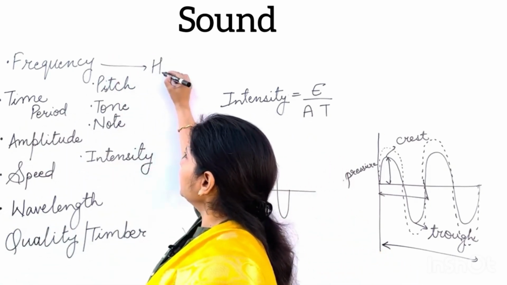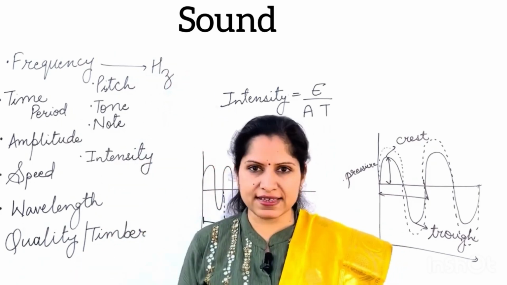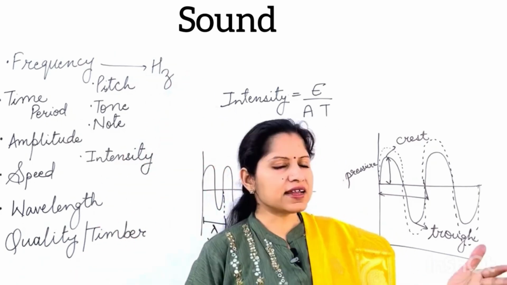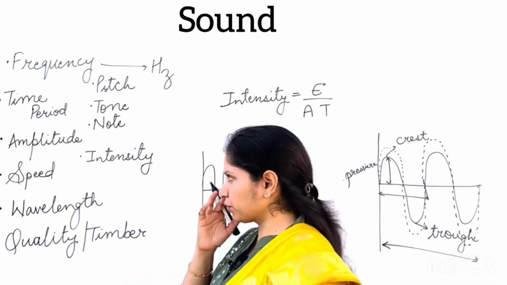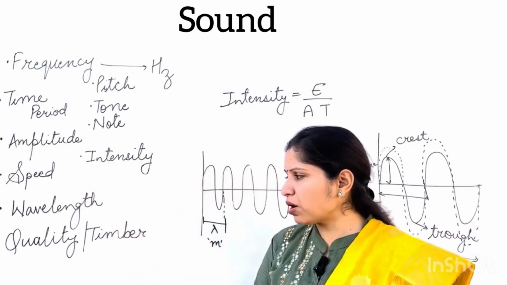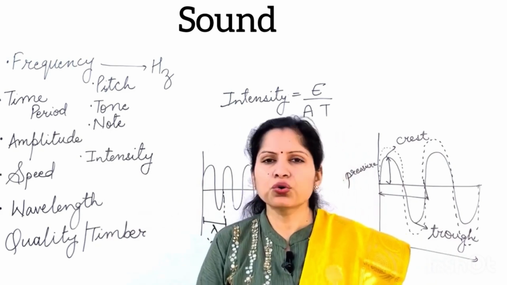Frequency is always measured in hertz, H-E-R-T-Z. Time period is measured in seconds because it's time, so the SI unit of time is seconds only.